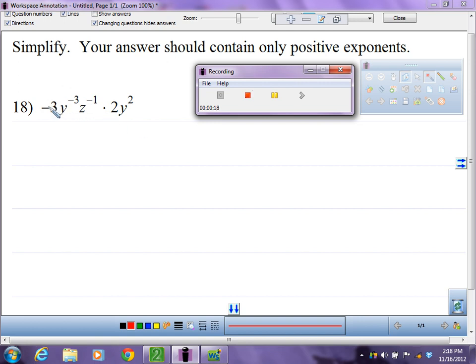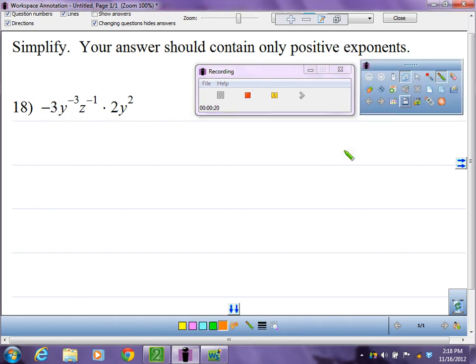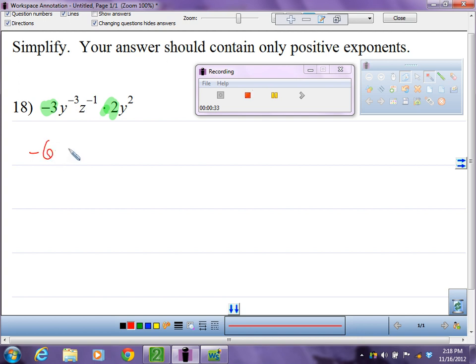I can look at these coefficients, like for instance, this negative 3 and this 2, and I can multiply those because those are regular numbers, they're not exponents. Negative 3 times 2 becomes negative 6, okay? I can then look at my different letters. I got Y and Z.